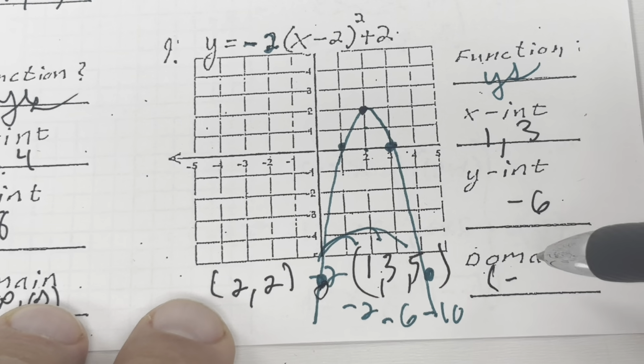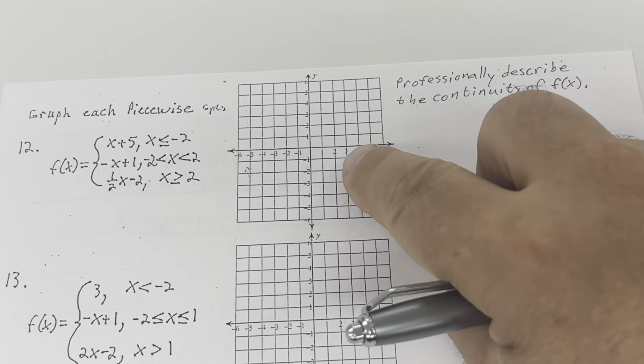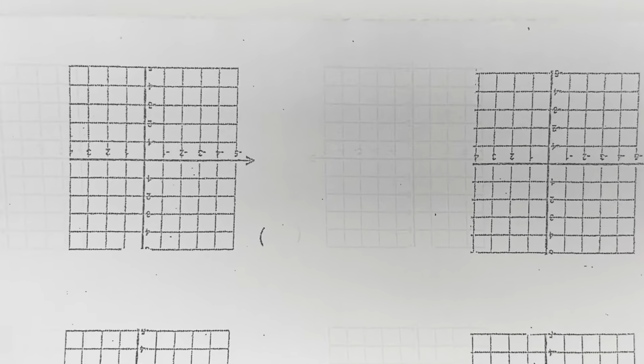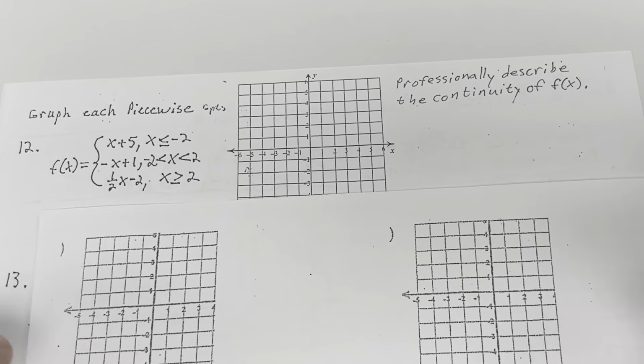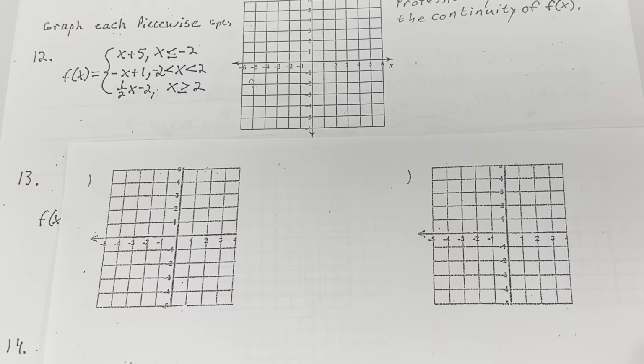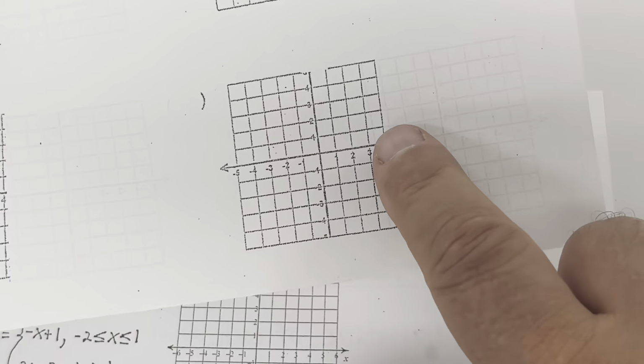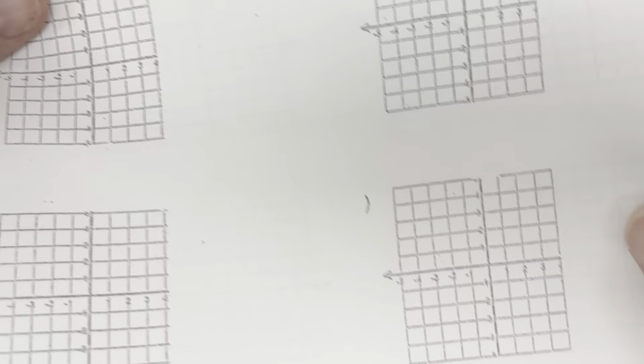Domain, it goes to the left forever. It goes to the right forever. So I only have the graph that I'm grading. We're going to use extra graph paper to do all 3 of the graphs. We're going to do all 3 of these graphs separately, and then we're going to bring that answer over here. We're going to put that answer instead of here. We're going to put it here.